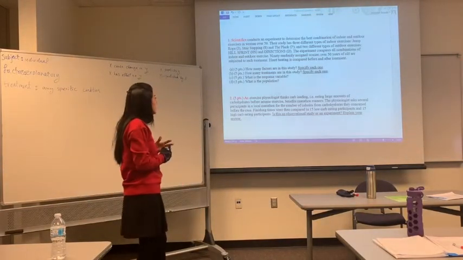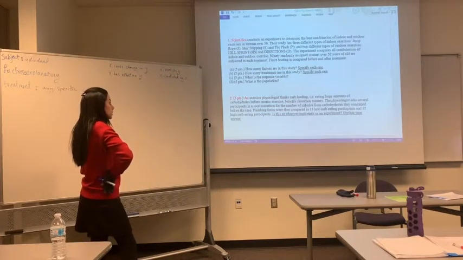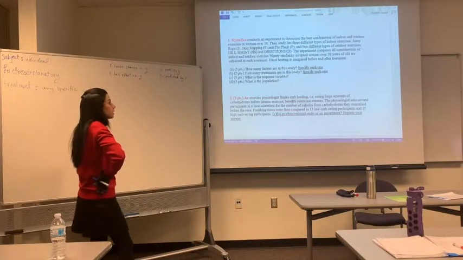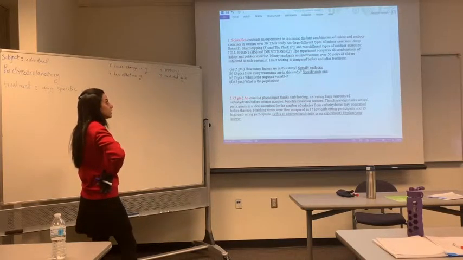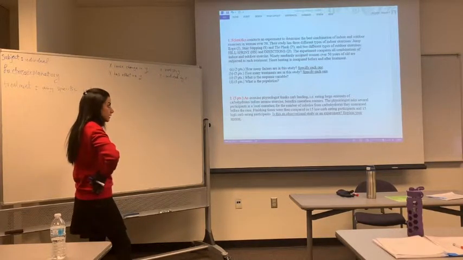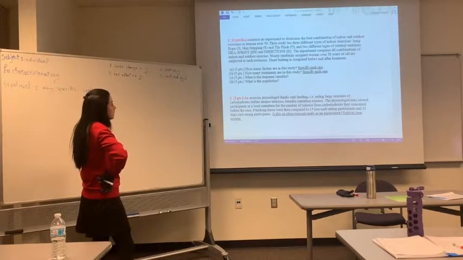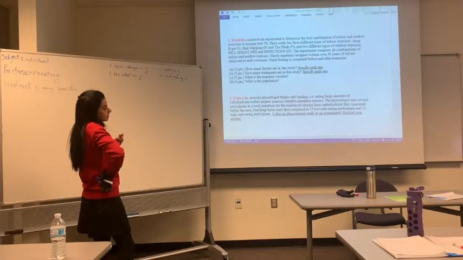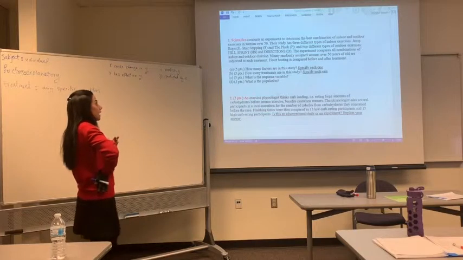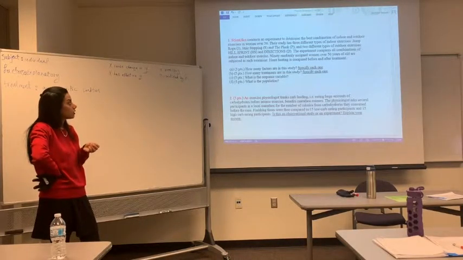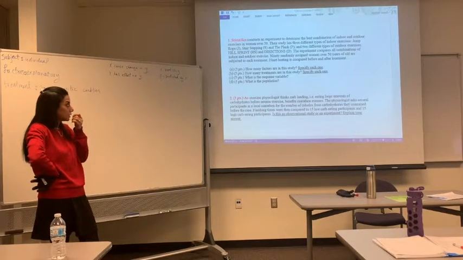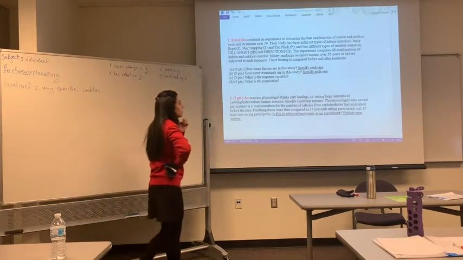Okay, so what it says: scientists conduct an experiment to determine the best combination of indoor and outdoor exercises in women over 50. Their study has 3 different types of indoor exercises: jump rope, stair stepping, the plank, and 2 different types of outdoor exercises: hill sprint, and what is that? Directions. And then it says the experiment compares all combinations of indoor and outdoor exercises. 90 randomly assigned women over 50 years old are subjected to each treatment. Heart beating is compared before and after treatment.